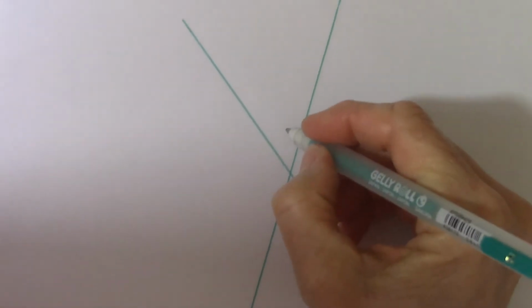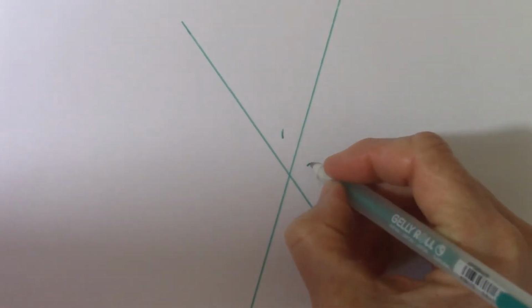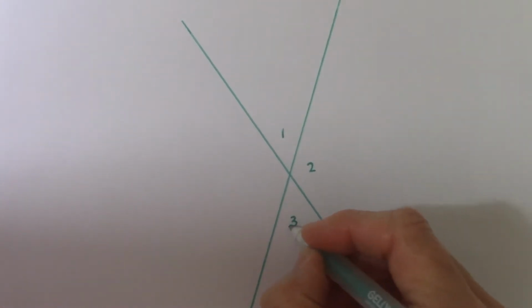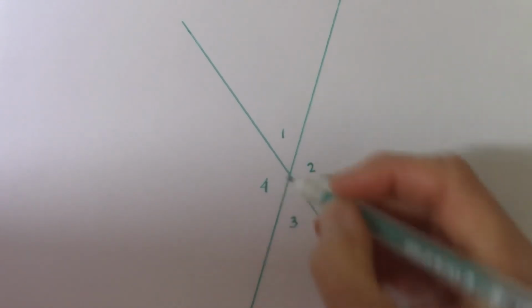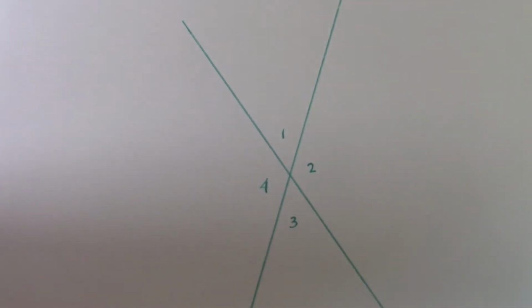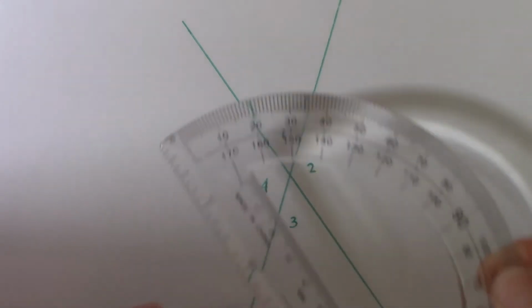I have four angles that are formed and I'm going to label them in a clockwise position, starting with angle 1, and then angle 2, angle 3, and angle 4. Then I'm going to use a protractor and find the measure of each angle.